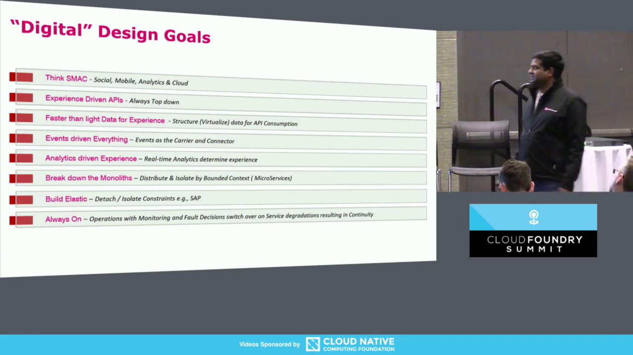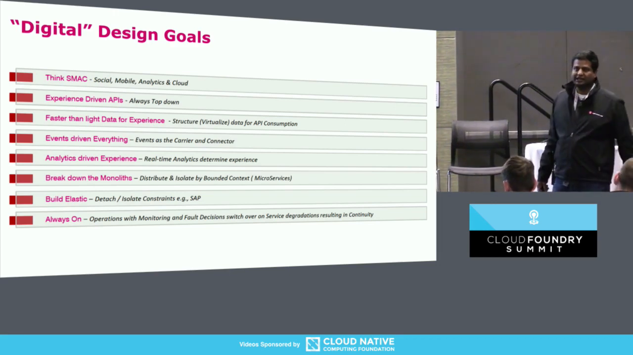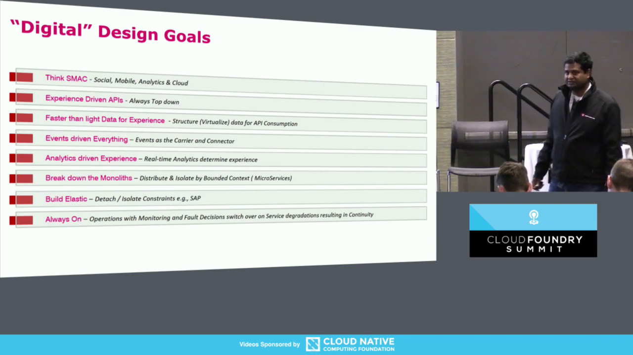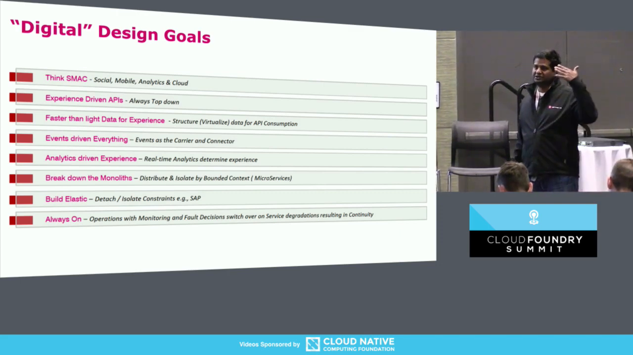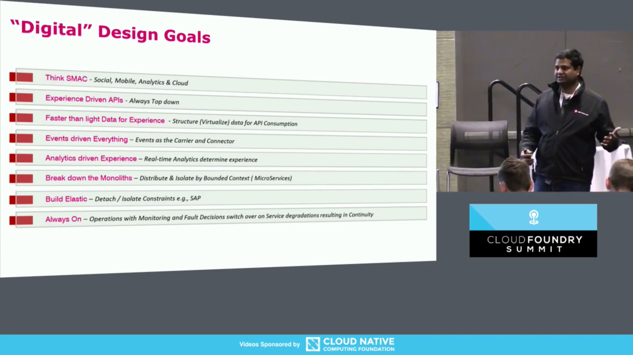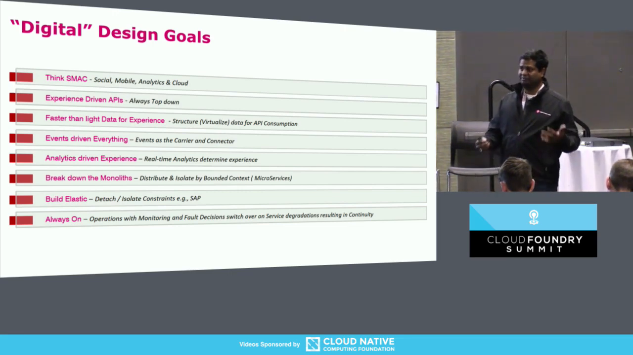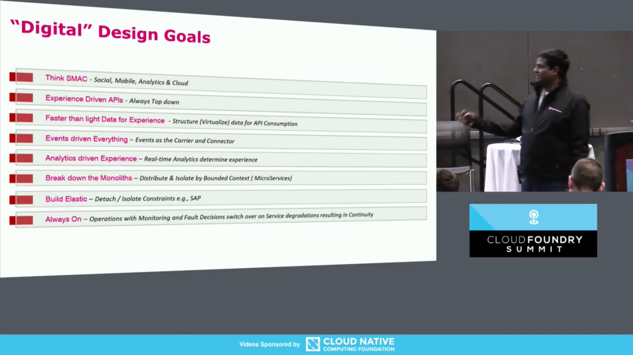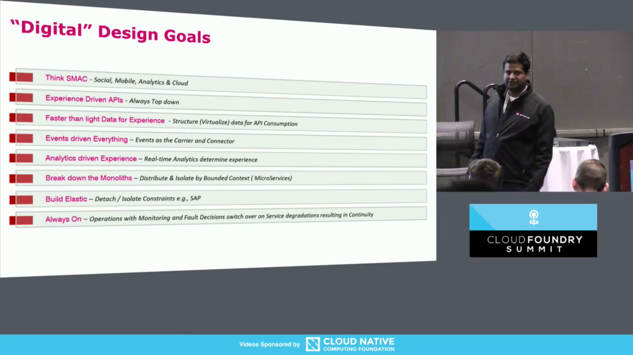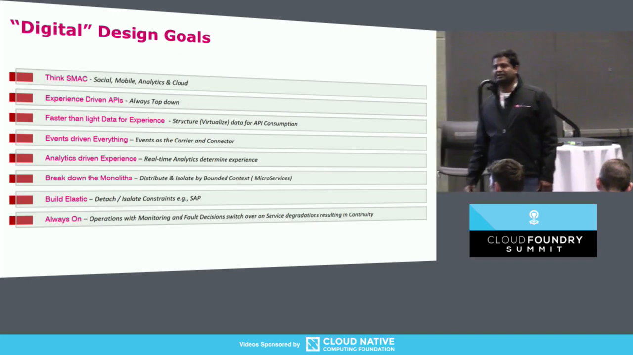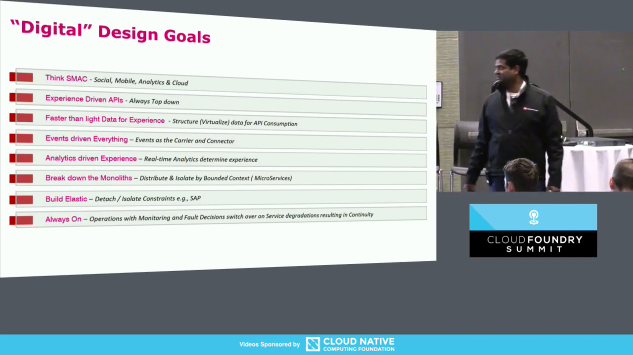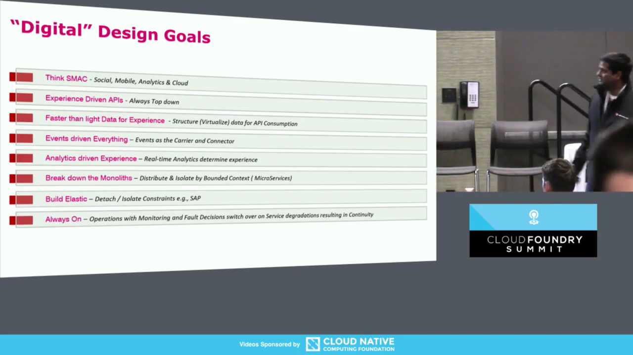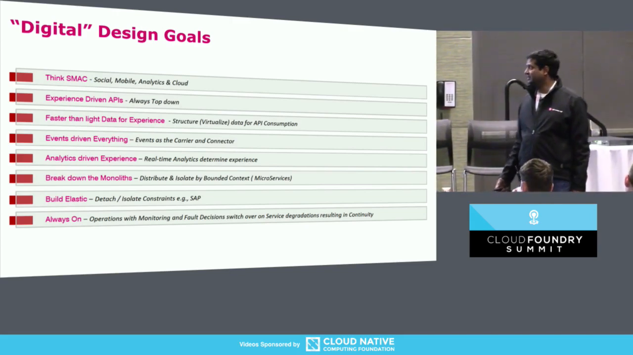Like you can see, think social, more analytical and cloud native, and being experience-driven APIs, meaning to say that always think from the customer downwards, not from the system that you provide the business from and provide an API for. And also build an elastic environment where you can meet the needs of the customers as and when from the infrastructure perspective, and always on is more at the forefront of it.